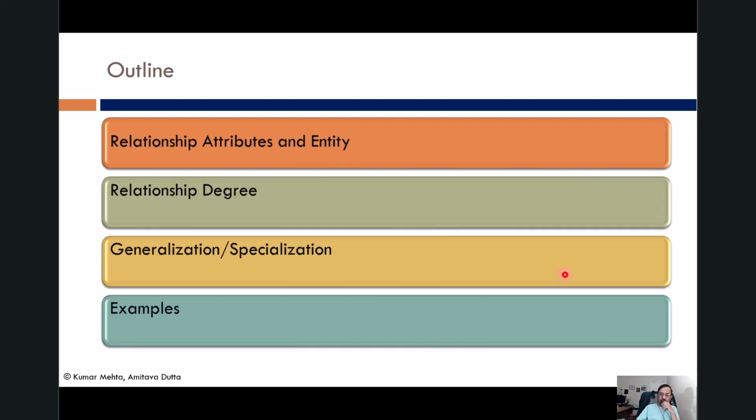Specifically, the additional concepts and constructs that we'll be introducing. Here's the list. We'll introduce this concept of relationship attributes. We'll introduce the concept of relationship degree. These are refinements of concepts that we've introduced so far. Generalization, specialization, and we will discuss all of these refinements through examples. So that's our agenda for this particular lecture.